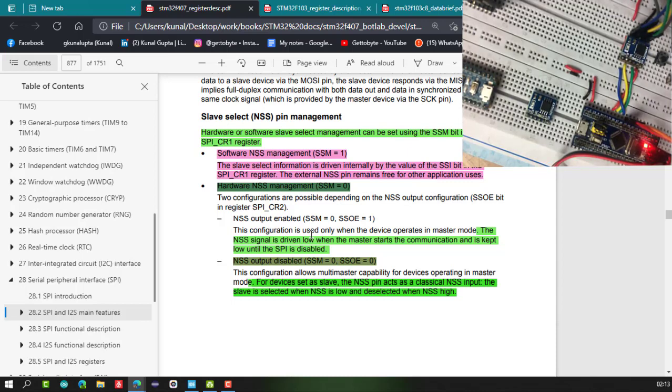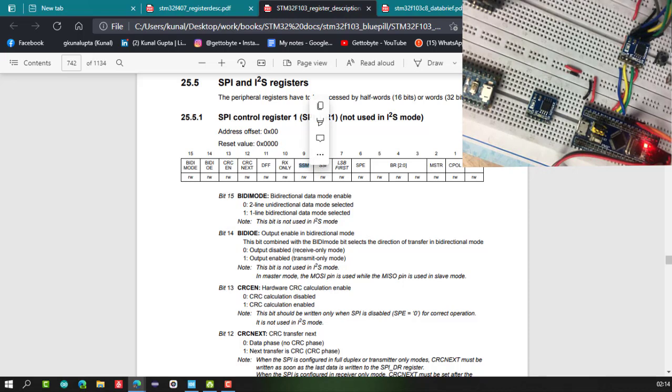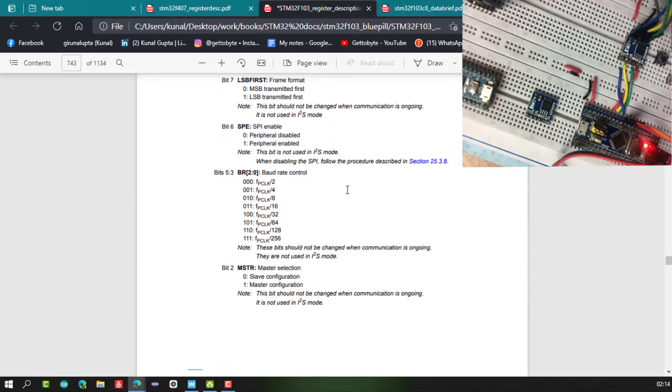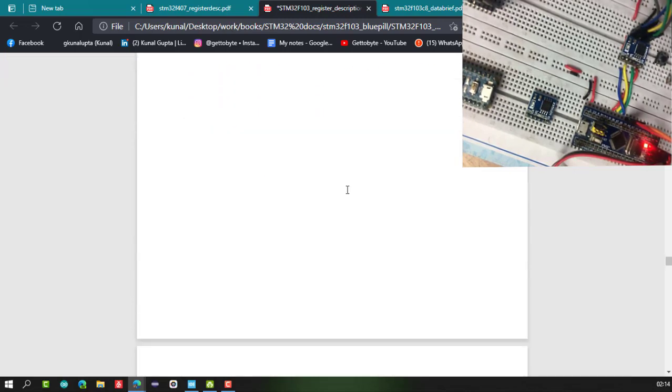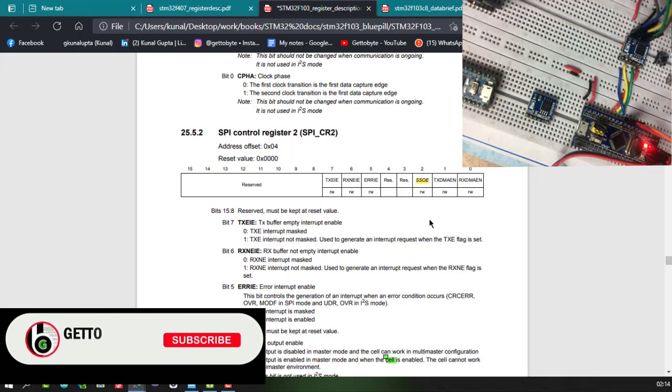For NSS pin configuration, slave select pin configuration, there are basically three bits we need to consider. One is the SSM bit. The SSI bit also plays an important role, and these two bits are in the SPI_CR1 register. Then in the SPI_CR2 register there is the SSOE bit. These three bits are the only concern when we are configuring our NSS pin.